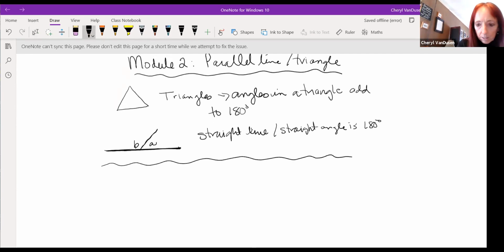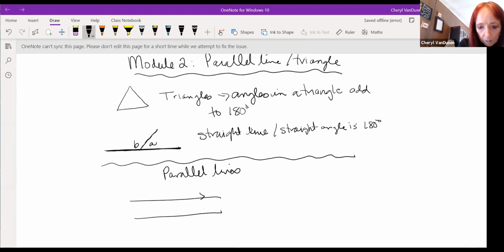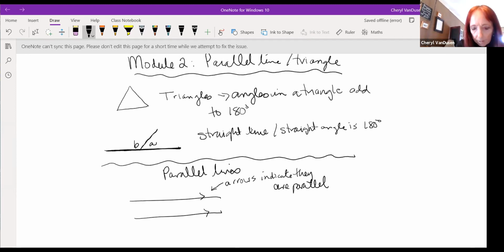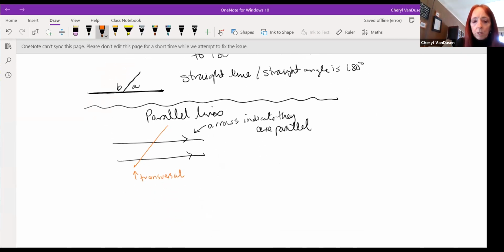All right. So a few things about parallel lines. If you're drawing them or you see them somewhere, the way that we indicate they're parallel is with the arrows. Okay, so the arrows indicate that they're parallel. And then if they're cut in half by a line, we call this line a transversal. Okay, so that's what our questions kind of start out looking like.